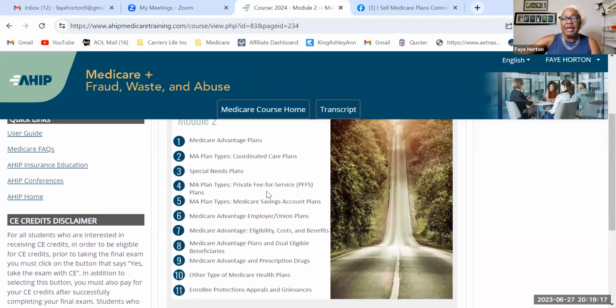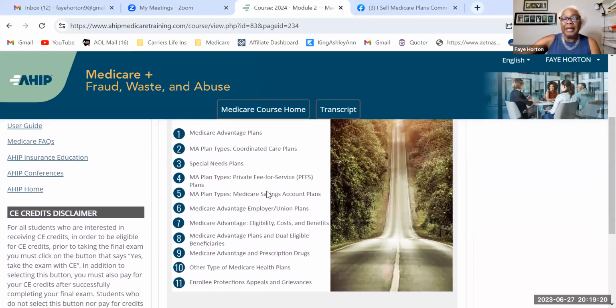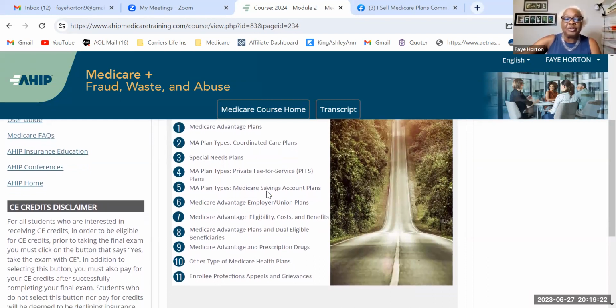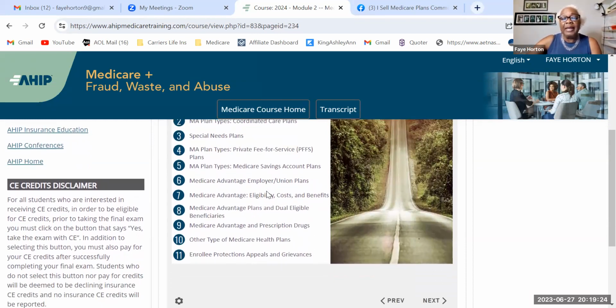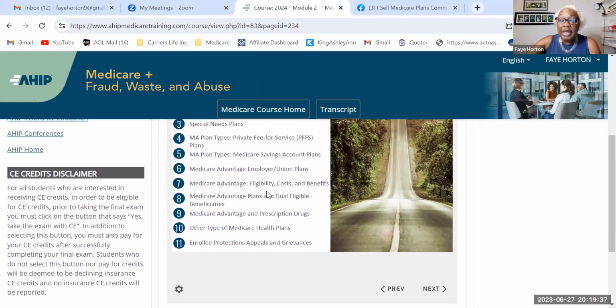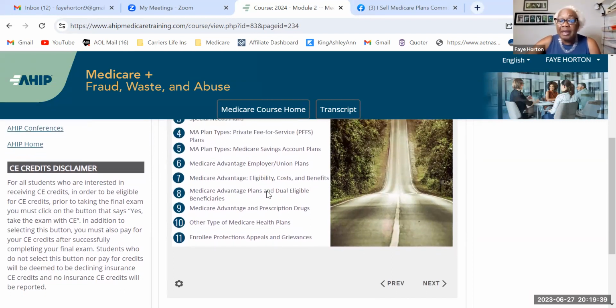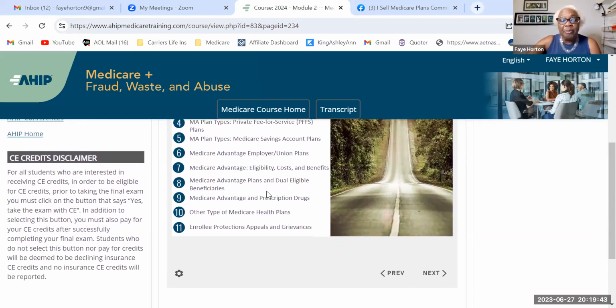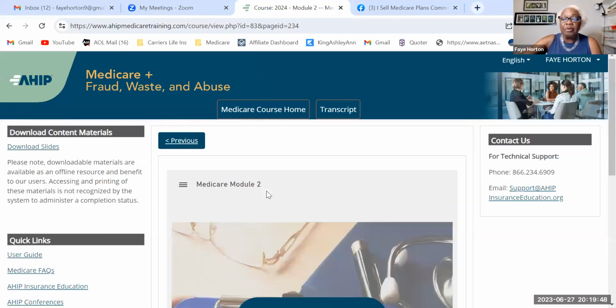Module 2, Medicare Advantage Plan: MA plan types, coordinated plans, special needs plans, MA private fee-for-service plans, Medicare savings account, Medicare Advantage employer union plans, Medicare Advantage eligibility, cost, and benefits, Medicare Advantage plans and dual eligible beneficiaries, Medicare Advantage and prescription drugs, other types of Medicare health plans, and enrollee protections, appeals, and grievances.